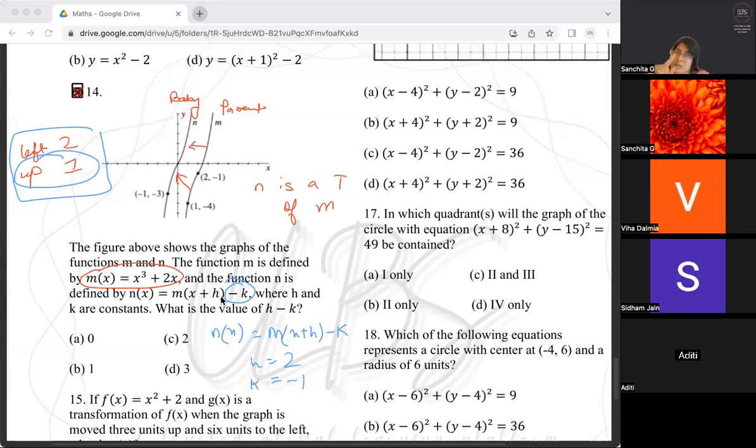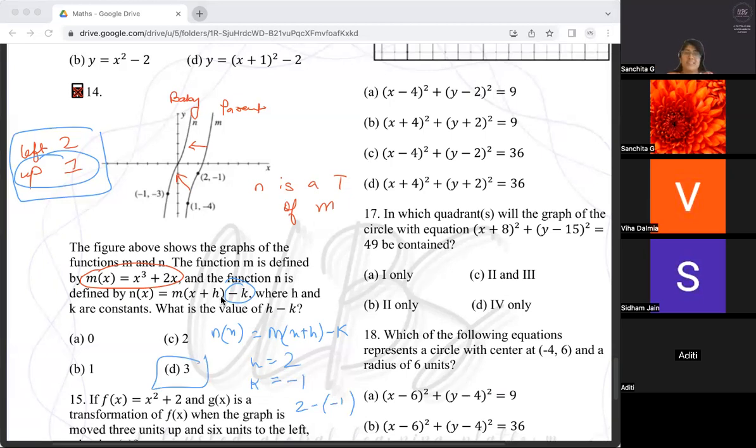K is minus 1, right? It's not plus 1, you'll get a different answer. Siddham? Yes, ma'am. Rishi? Yeah, ma'am. Got it. K is minus 1. Now it's really straightforward. H minus K is 2 minus of minus 1. My correct answer is 3.